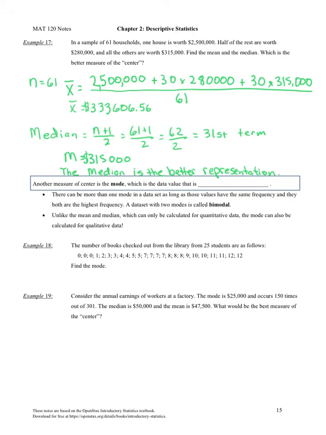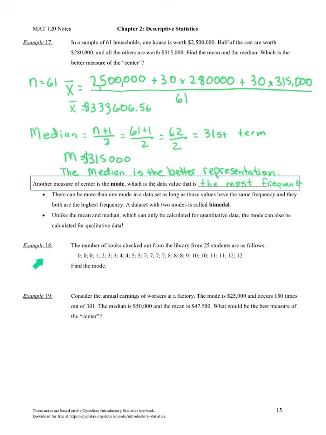Our mode is the data value that occurs the most. Now, there can often be more than one number that occurs the most. Perhaps there are two numbers that occur equally and the most. In this case, we would call that bimodal, meaning the set of data has two modes.